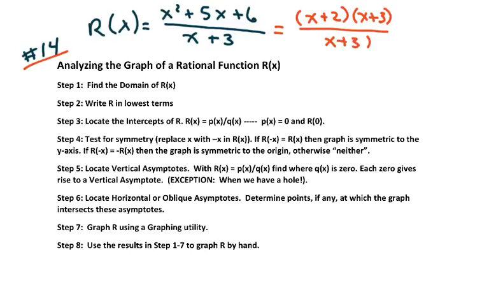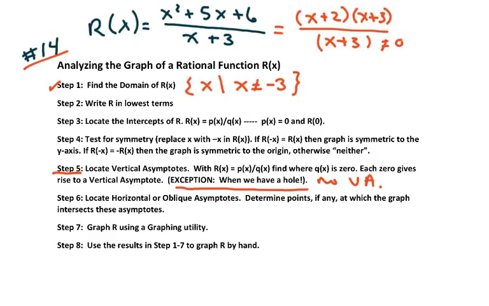I'm going to first find the domain. The domain is all real numbers, but x cannot be negative 3. So you plug in negative 3 in the denominator here. You said that can't be 0, then x can't be negative 3. Now normally when we locate the vertical asymptotes, each 0 here gives rise to a vertical asymptote. But in this case we have a hole, so we have no vertical asymptotes. So no vertical asymptotes. Instead, we're going to have a hole, and we'll talk about that.